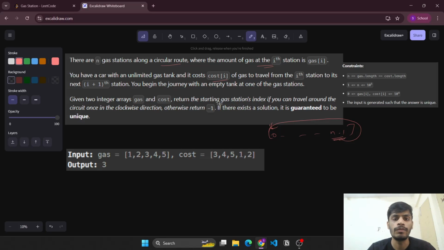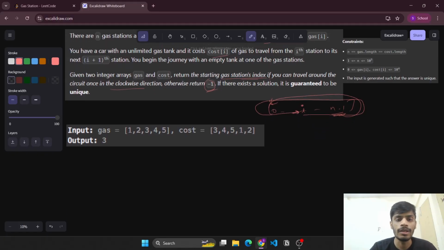Now we need to return the starting gas station's index such that we can travel around the circuit. So we need to find some index i such that we are able to go through all the gas stations and come back to this gas station in a circular fashion, without encountering a condition where we ran out of gas. So we need to find a starting index such that we can travel around the circuit once in the clockwise direction, and if it is not possible then we simply return minus 1.